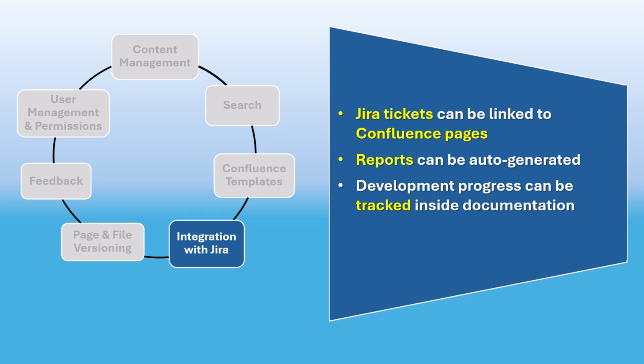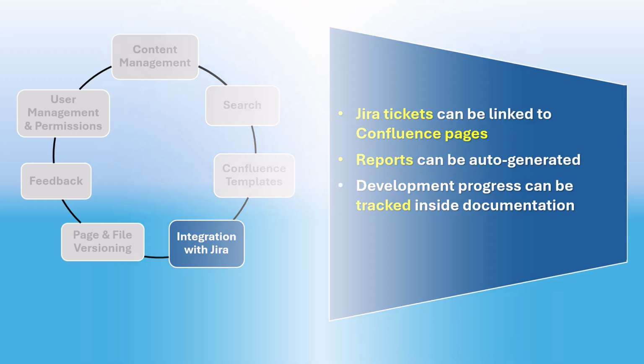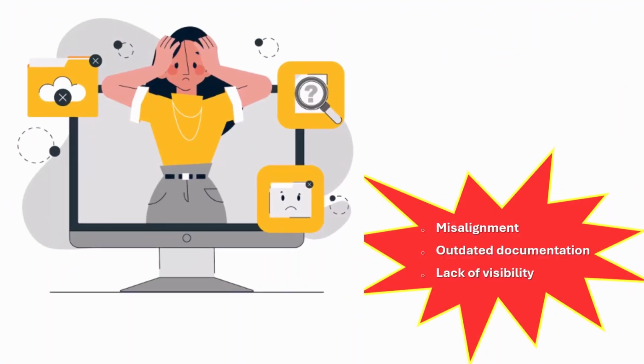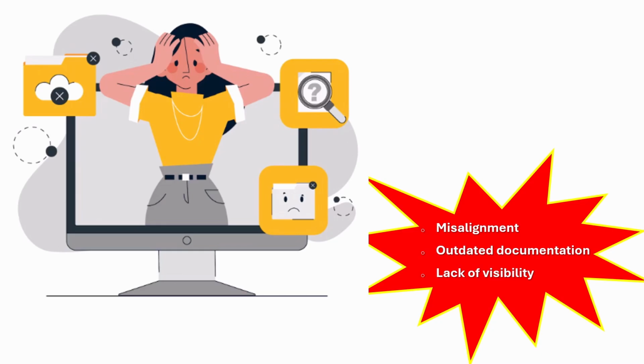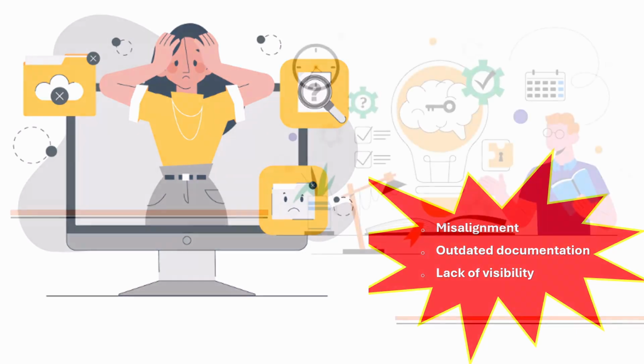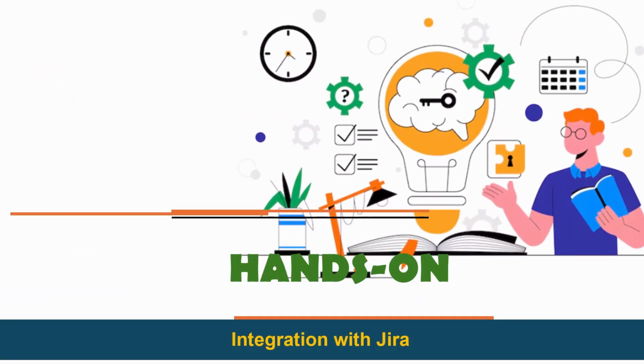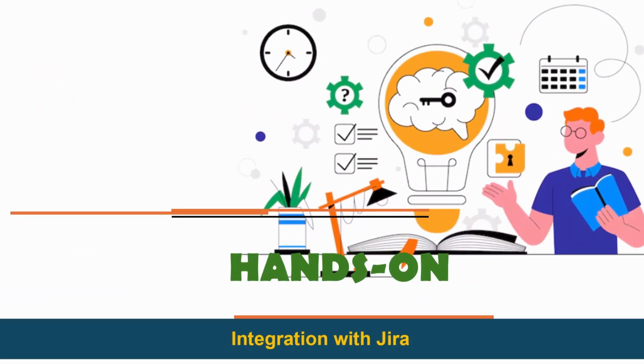Integration with Jira is not just a feature, it solves a major organizational problem, that is, execution and documentation are often disconnected. Without integration, requirements are in the documents and tasks are in Jira, and so this leads to misalignment, outdated documentation, and lack of visibility. Integration solves this issue by linking both worlds, because documentation should reflect the real progress and teams need a single source of truth.